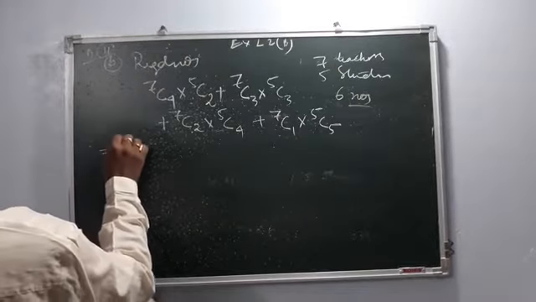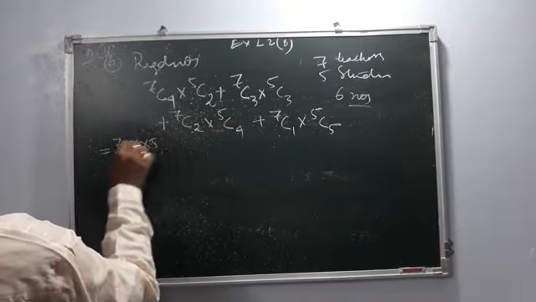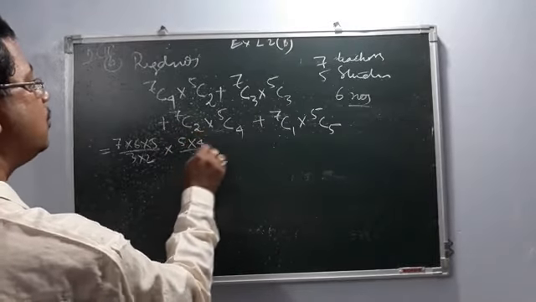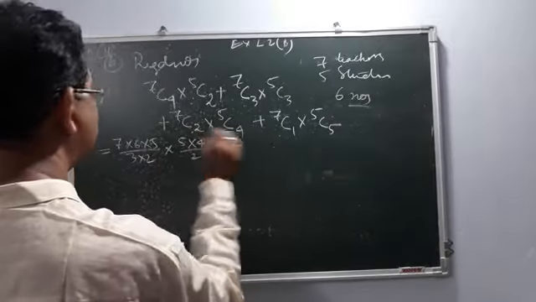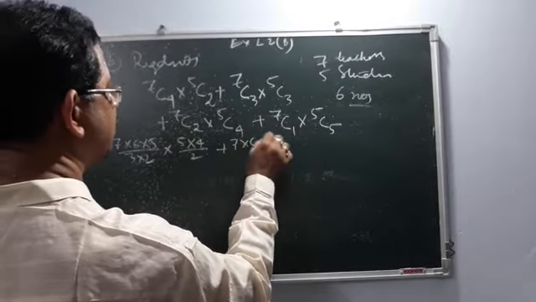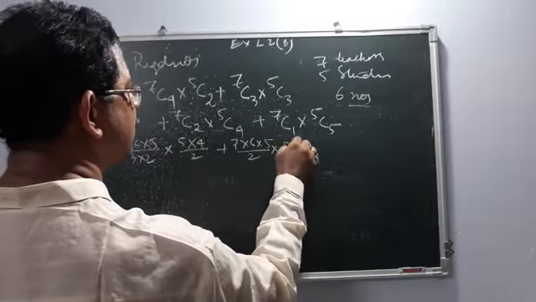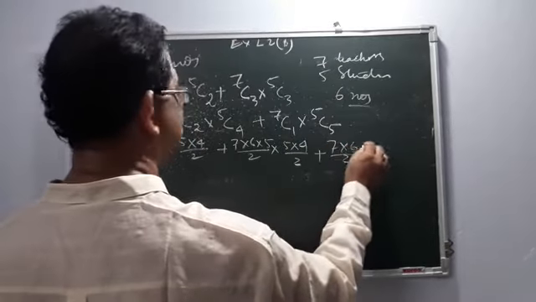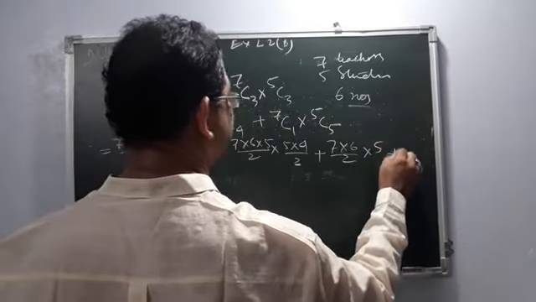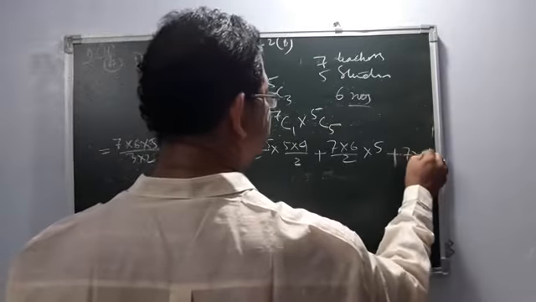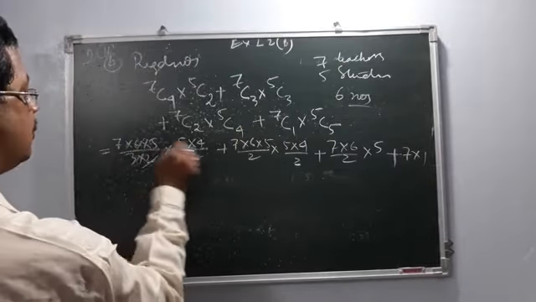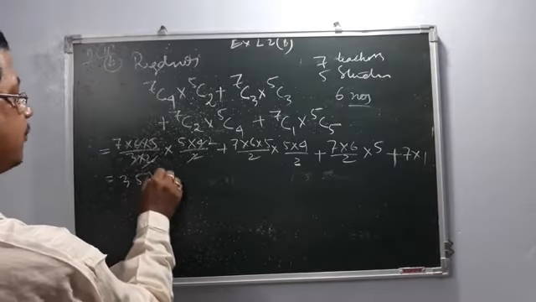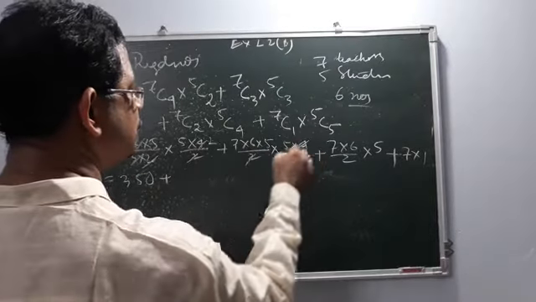7C4 is 7 into 6 into 5 divided by 3 into 2. 5C2 is 5 into 4 by 2. 7C3 is the same, 7 into 6 into 5 by 2. 5C3 is 5 into 4 by 2. 7C2 is 7 into 6 by 2. 5C4 is 5. And 7C1 is 7, 5C5 is 1. So we can say this is 350. We can get it.